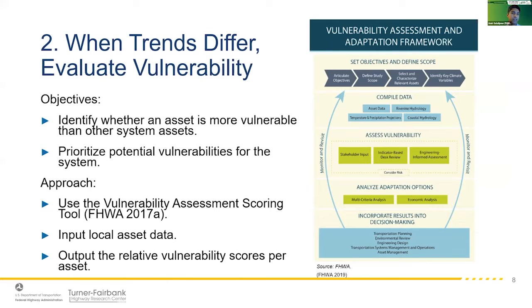Then when the trend differs, we need to start evaluating that pavement or infrastructure, that part of your asset. We need to evaluate vulnerability for that. We at Federal Highway have developed a tool called the Vulnerability Assessment and Adaptation Framework. It's a free tool that you can use, and you can put in your local asset data, and it gives you the priority of your assets in terms of vulnerability. So if your asset is very vulnerable or at high risk, that asset comes at the top of your list, so you can address the issues with it.